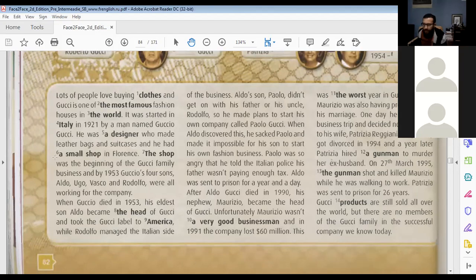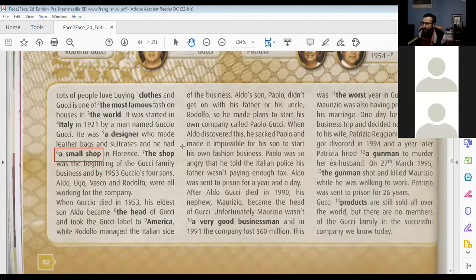Okay. So here, Sophia, can you see a small shop? Yes. So let's start from the beginning of the sentence. What does it say at the start? He was a designer who made leather bags and suitcases, and he had a small shop in Florence. Full stop. Can you see the full stop? Yes. Then we start a new sentence. The shop was the beginning of the Gucci family.